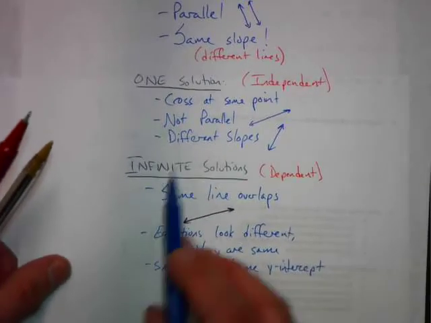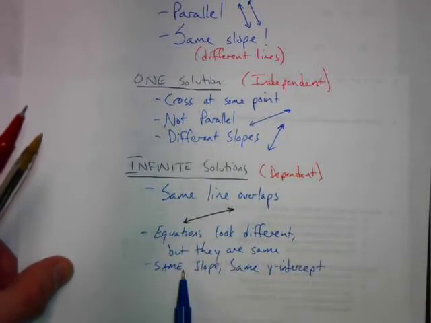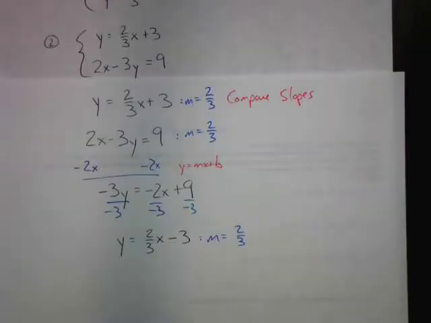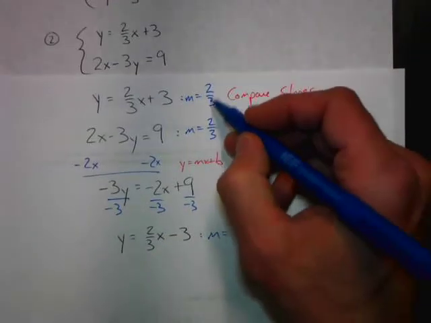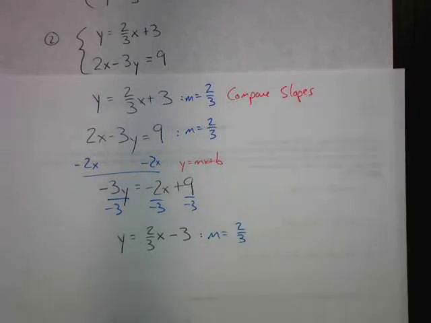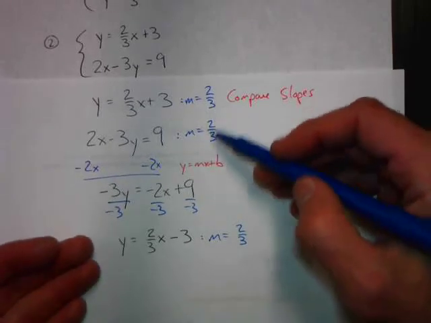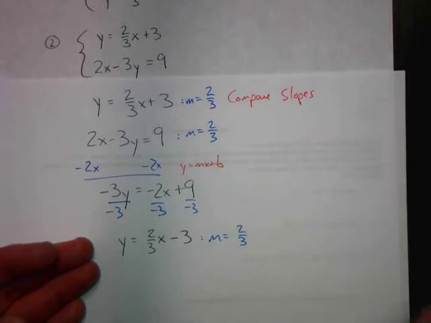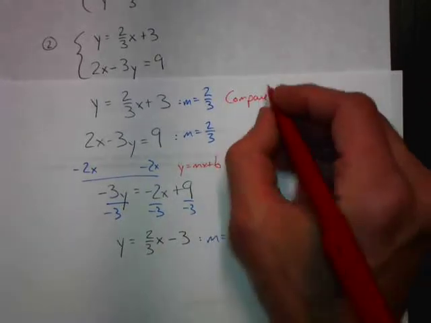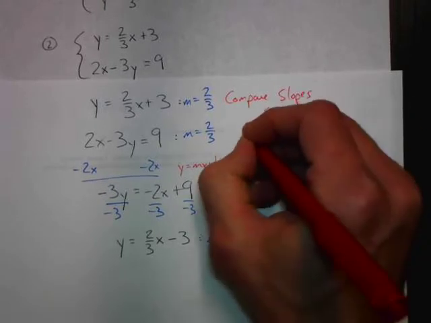If it's infinite solutions, they're the same line, they have the same slope and the same y-intercept. What do we know? We currently know that these two lines have the same slope. That means they either have 0 solutions, that they're parallel, or infinite solutions, they're actually the same line. Same slope, same y-intercept. Since the slopes are the same, now we have to look at the y-intercept.